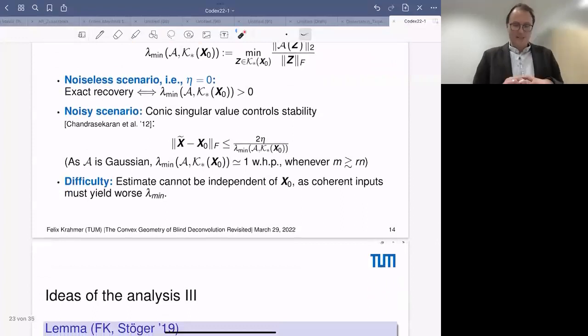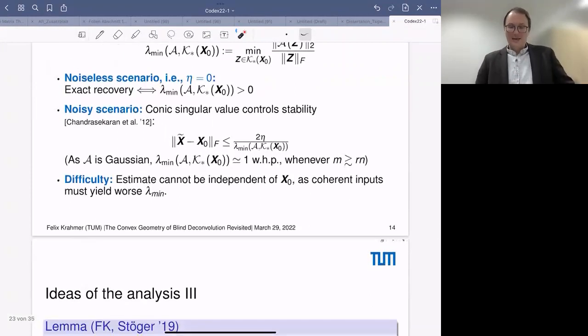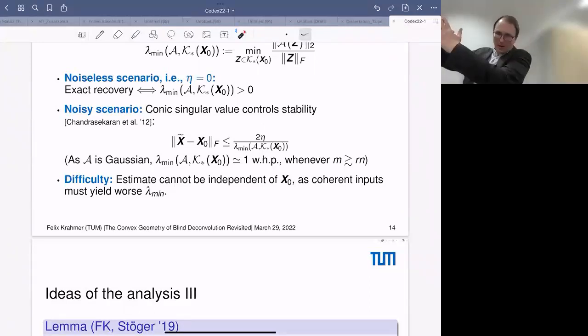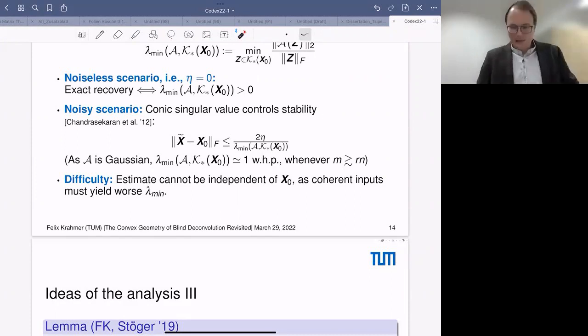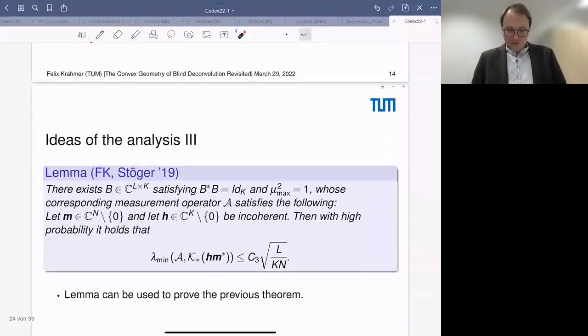One potential difficulty that we have, in contrast to Gaussian measurements, because of the convolution, is that we don't even have something that's independent of our base point x naught. If we have coherent inputs, we already know that if this coherence constraint is violated, things will behave badly. If I take my descent point and move it to a coherent anchor point, I will have rather bad behavior, and if I move it to an incoherent point, it should behave better. So that's already a difficulty why the exact proof techniques don't work out.